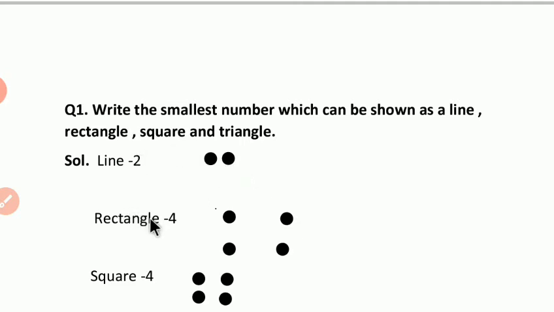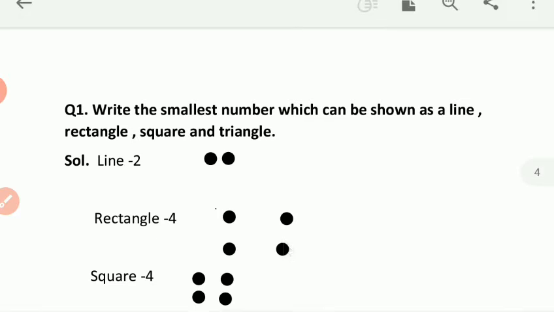Second one, rectangle. We can make a rectangle using the number 4 also. You can see that we have to keep the length more than its breadth. You can see this one is the length and this is its breadth.